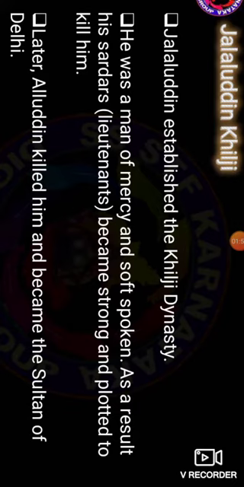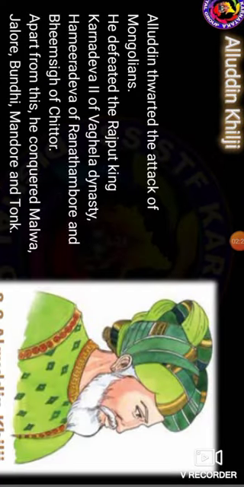Let us have the information about Alauddin and Jalaluddin Khilji. Jalaluddin established the Khilji dynasty. He was a man of mercy and soft spoken. As a result, his Sardars became strong and plotted to kill him. Later Alauddin killed him and became the Sultan of Delhi. Okay, let's start the information on Alauddin Khilji.